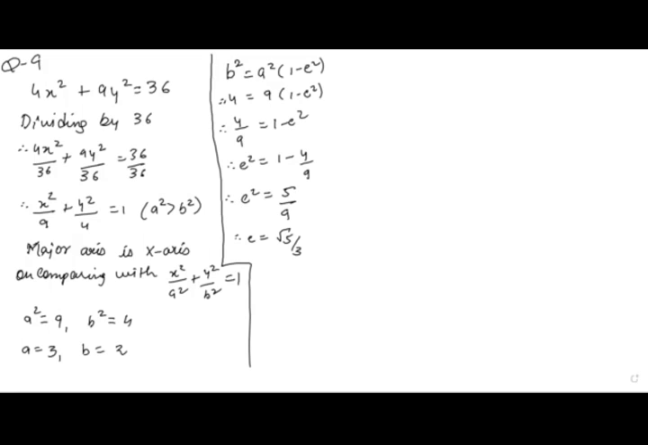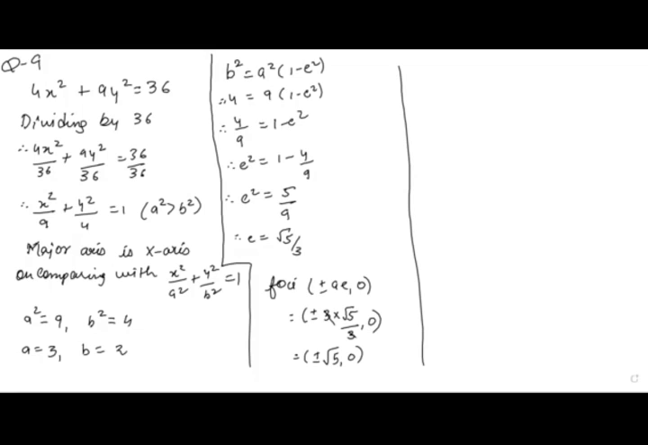Now foci. As you know that the major axis is along x-axis, foci will be on x-axis, a e comma 0. The value of a is 3. Eccentricity is root 5 by 3 comma 0. 3 will get cancelled out, and I will have plus minus root 5 comma 0. This is my foci. And vertex.